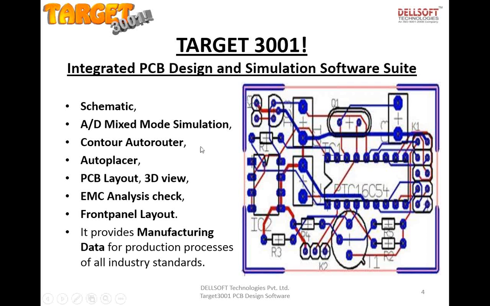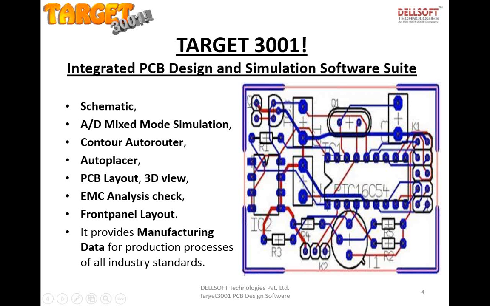Then there is a counter auto router. Auto routers are of three types: counter, hybrid, and external Electra auto router. So there are three types of auto router given for auto routing the signals. Then auto placer is there for auto placing the component into the PCB to give the component at an optimized space. And PCB layout 3D view is there.